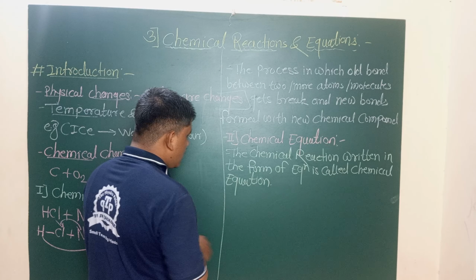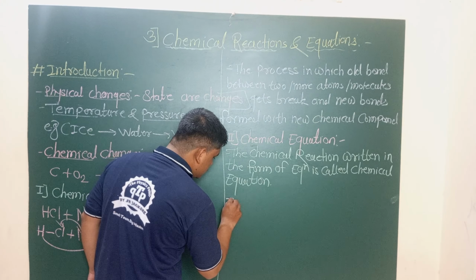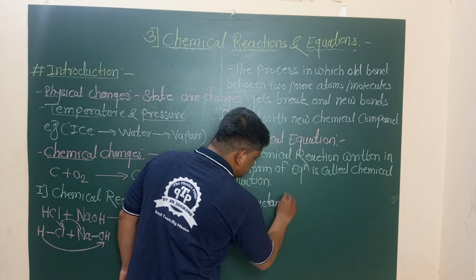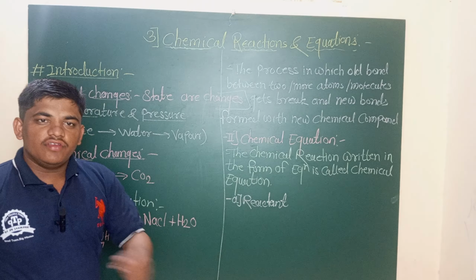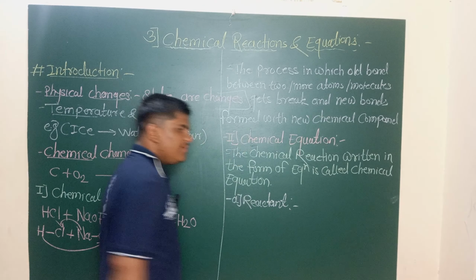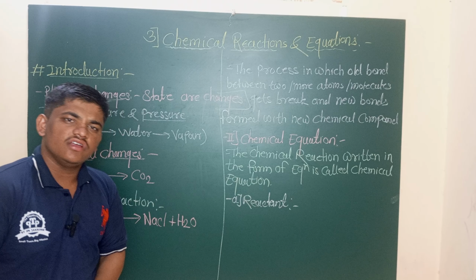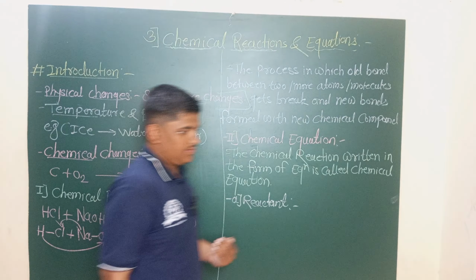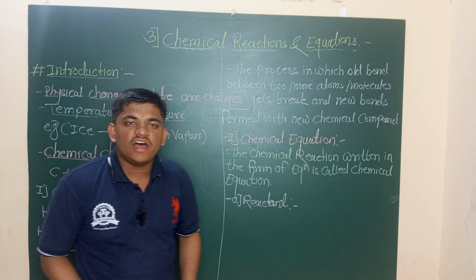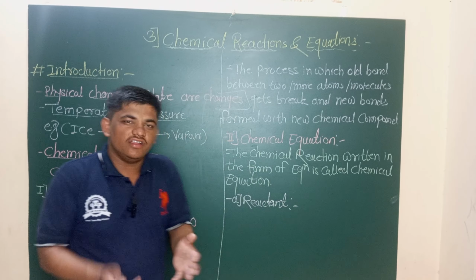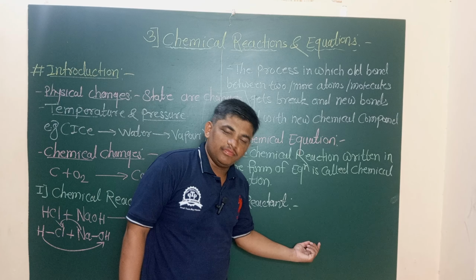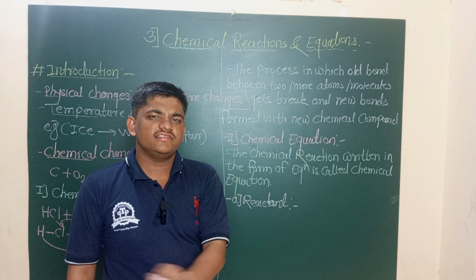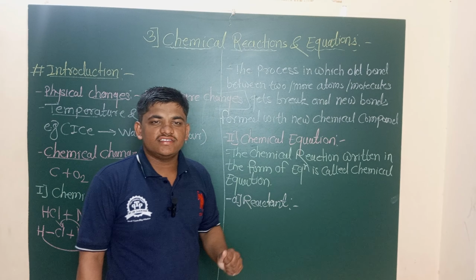In a chemical equation, there are two components: one is the reactant and the other is the product. What are the reactants? The chemical compounds in the given chemical equation before the reaction, the chemical components that react with each other, are called the reactants. These are the chemical compounds before the chemical process, before the chemical reaction. This is a simple definition, easy to understand.